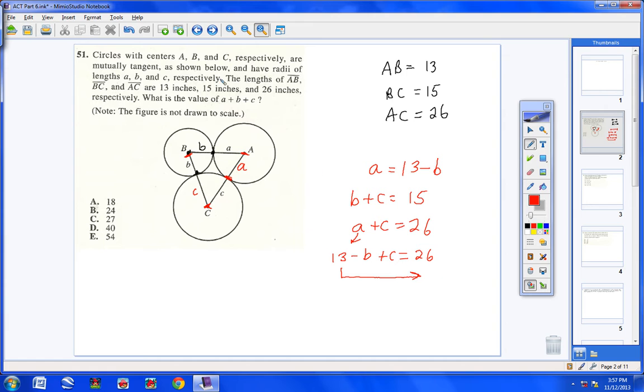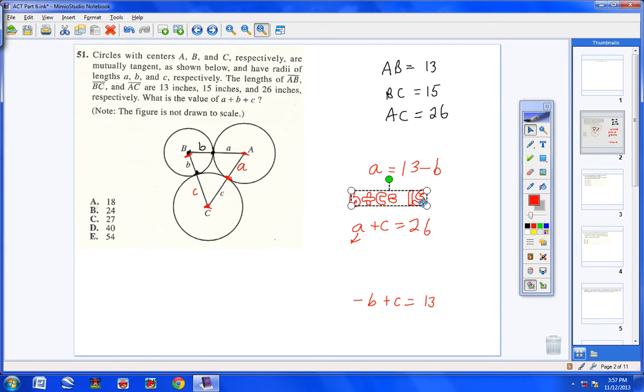I'm going to make this equation a little easier to see. I'm going to bring the 13 over, and when I bring this positive 13 over, it becomes a negative 13. So now I have negative B plus C equals 13, because 26 minus 13 would be 13. So now this equation here is really gone, to be honest with you. I don't need this equation anymore. I've simplified it, and so I can very quickly get rid of that.